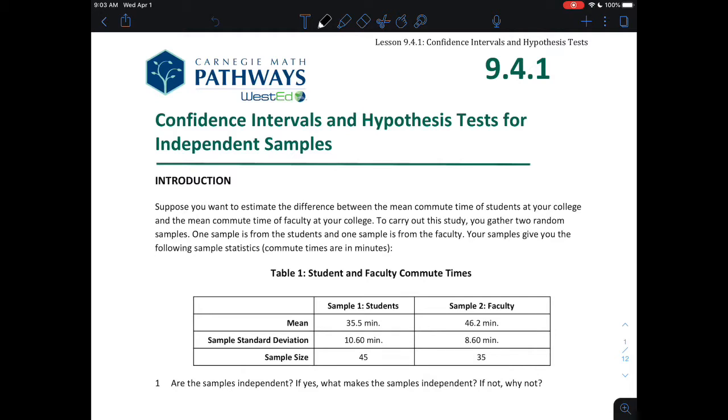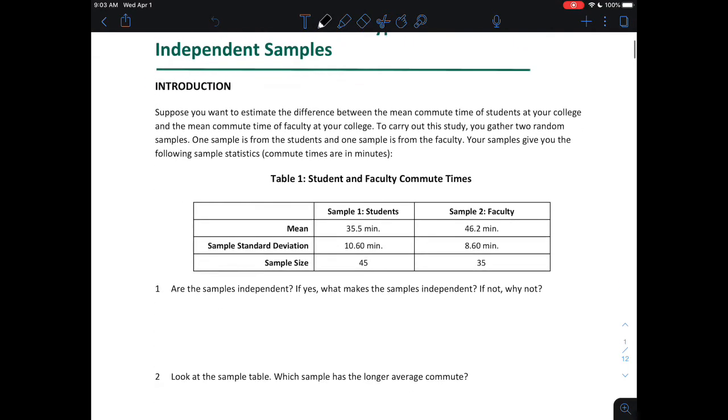To carry out this study, you gather two random samples. One sample is from the students and one sample is from the faculty. Your samples give you the following sample statistics. Commute times are in minutes. So in this table we have two important columns, sample 1 and sample 2. Sample 1 is students, sample 2 is faculty.